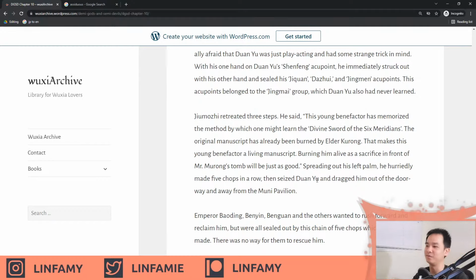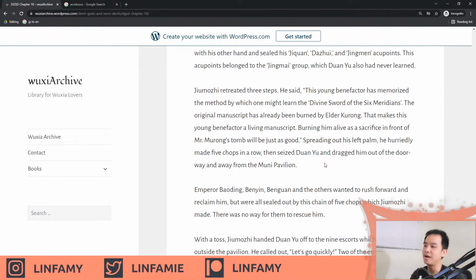Yo, what kind of a monk are you? He wants to burn this guy alive? Spreading out his left palm, he hurriedly made 5 chops in a row, then seized Duan Yu and dragged him out of the doorway and away from the Mooney Pavilion.